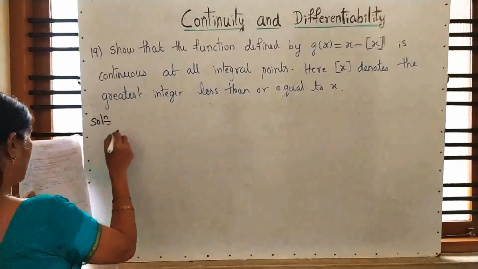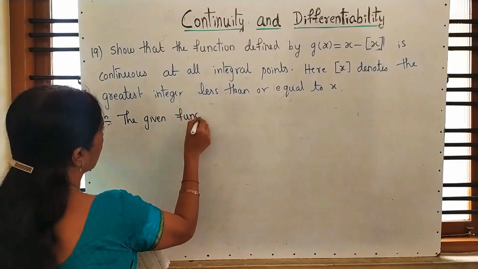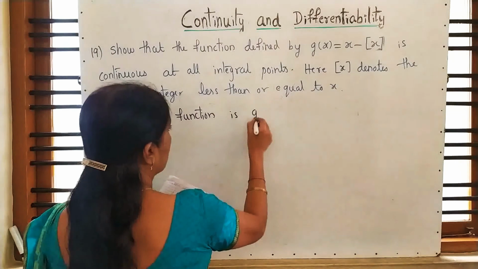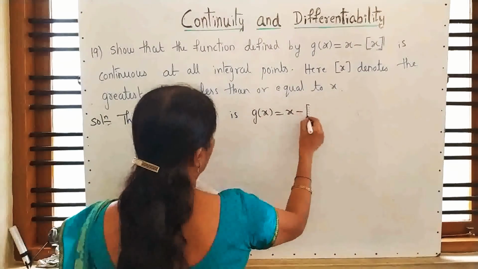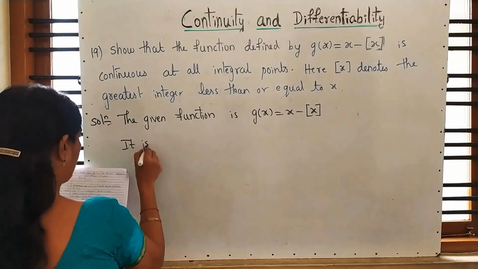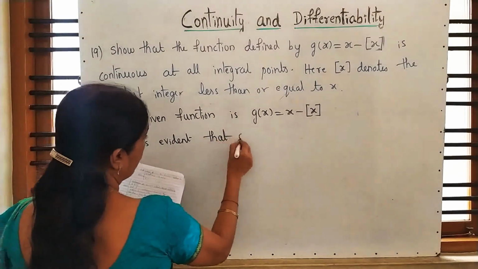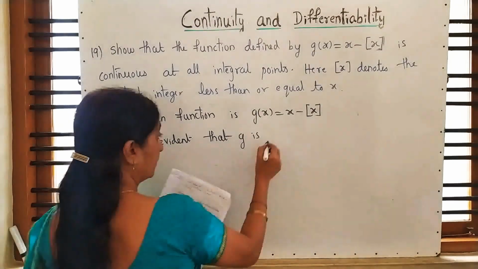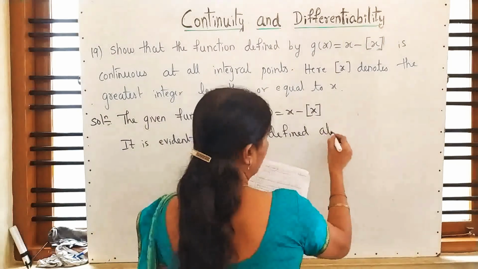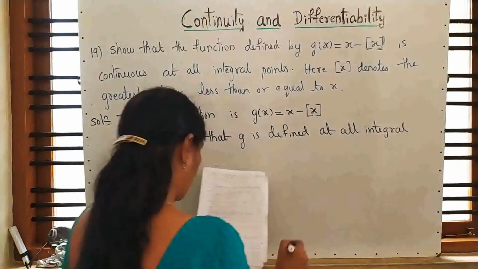Now write down. The given function is g of x is equal to x minus the greatest integer function. It is evident that g is defined at all integral points.